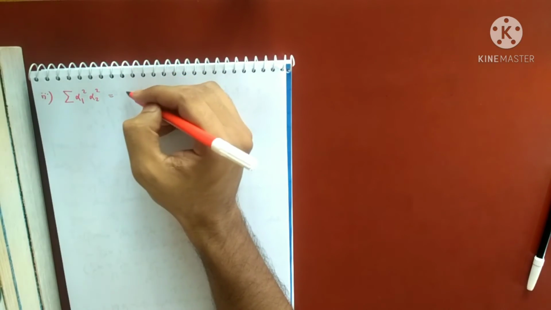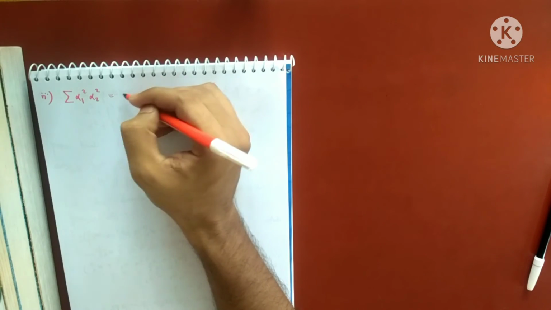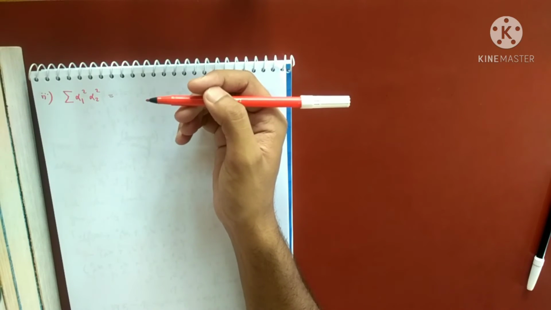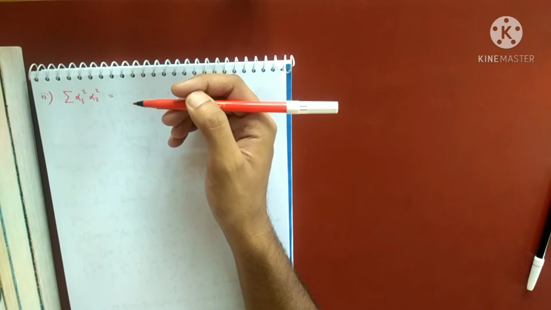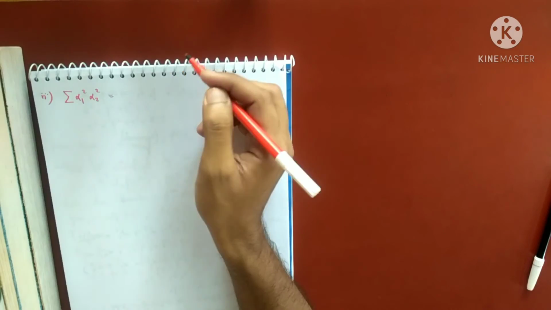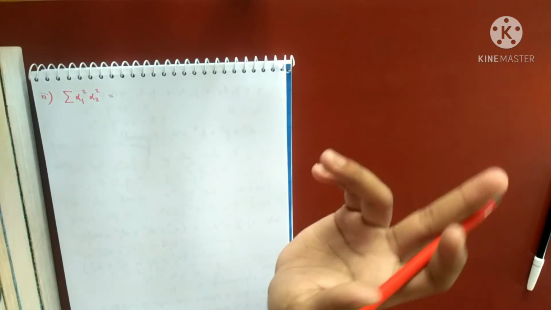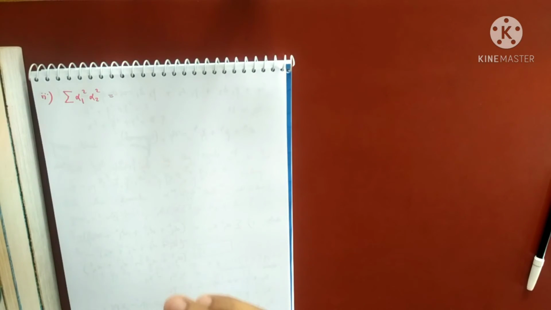Okay? So let's write it down. This can be written like this. So this means alpha 1 square with alpha 2 square, alpha 1 square with alpha 3 square, alpha 1 square with alpha 4 square. And let's go to alpha 2, then alpha 2 square with alpha 3 square, because alpha 1 square, alpha 2 square is same as writing alpha 2 square and alpha 1 square. So remember, that will not be repeated.